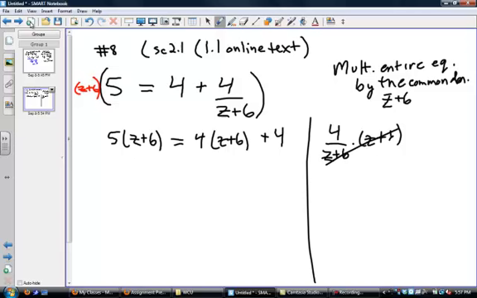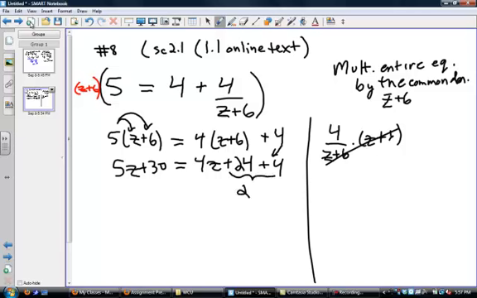Distribute through the multiplication. 5 times z plus 6 will be 5z plus 30. Don't forget to multiply by that other guy. Don't call it 5z plus 6. It's tempting. That's where the mistakes are going to come in. 5z plus 30. 4z plus 24. And don't forget about this other 4. And now it's getting closer to being done. Go ahead and combine these guys together, 28.